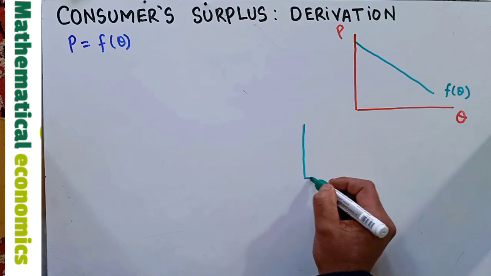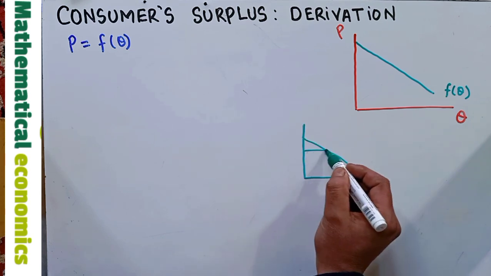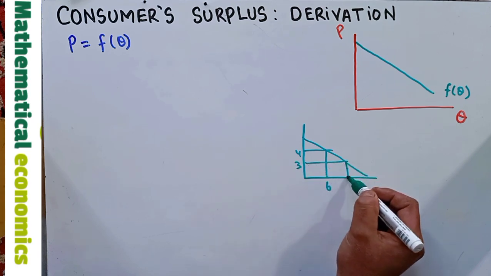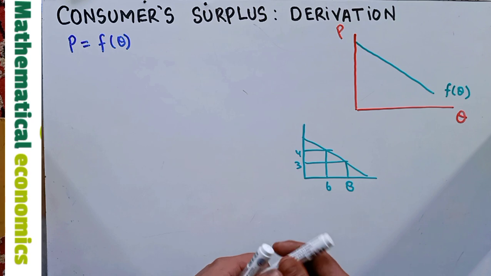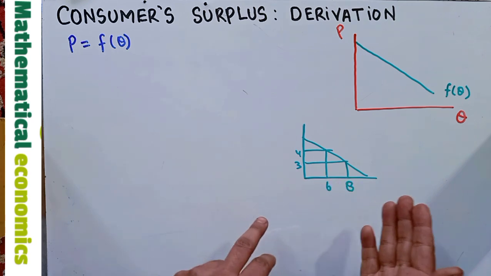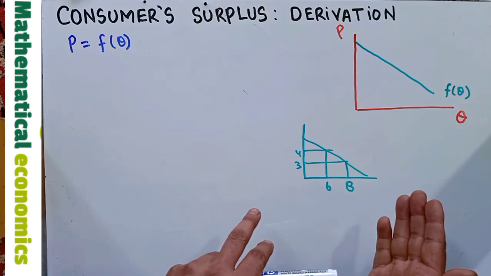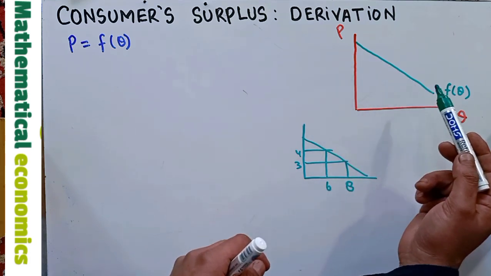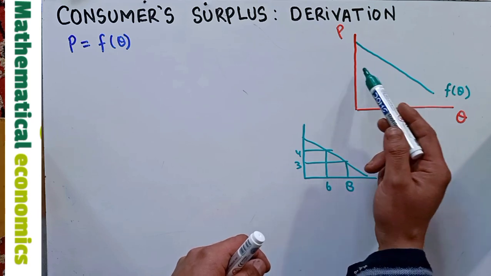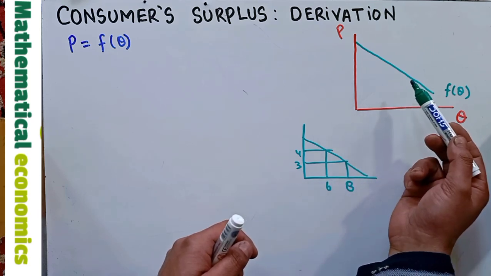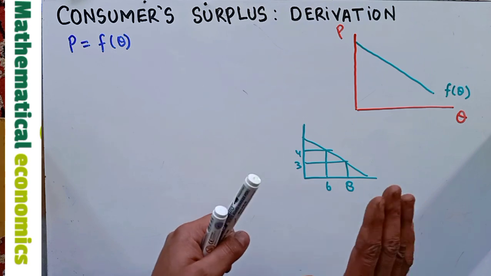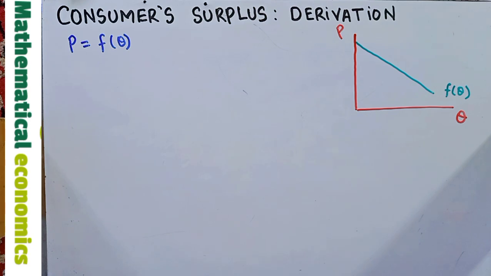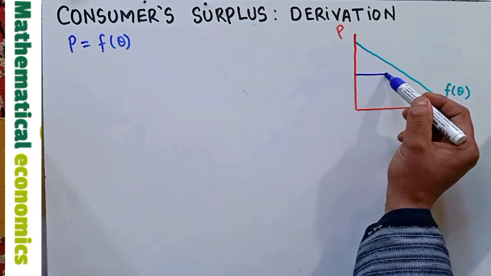By this, what we mean is, if price is 4, let us say quantity demanded is 6, and when price is 3, let us say quantity demanded is 8. Since this is the inverse demand function, by the law of demand, when price decreases, quantity demanded increases. So on the graph, this demand curve gives us the different prices that the consumers are prepared to pay for the various quantities of the good.